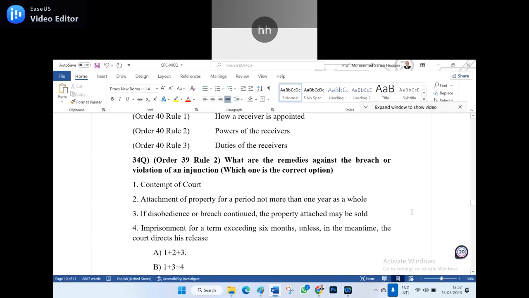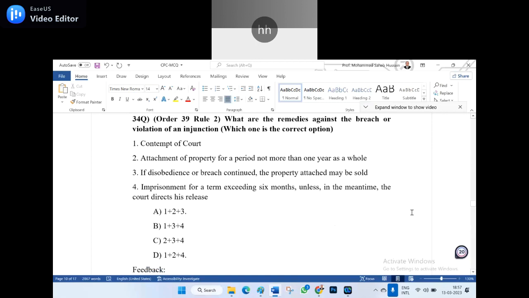Order 39 Rule 2. What are the remedies against the breach or the violation of an injunction? Which one is the correct option among the 1, 2, 3, 4 I have given? 1, contempt of court. 2, attachment of the property for a period not more than 1 year as a whole. 3, if disobedience or breach continued, the property attached may be sold. 4, imprisonment for a term exceeding 6 months unless in the meantime the court directs his release. Options: A, 1 plus 2 plus 3. B, 1 plus 3 plus 4. C, 2 plus 3 plus 4. D, 1 plus 2 plus 4.